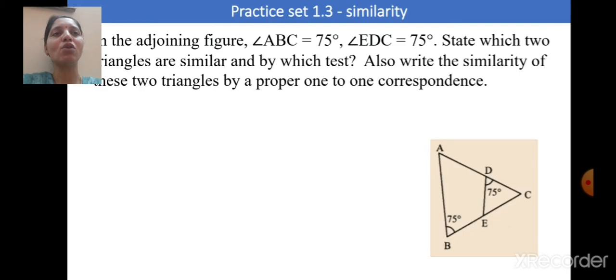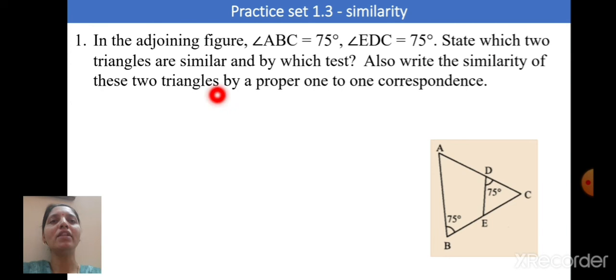Okay, now let's solve practice set 1.3. First question. In the adjoining figure, angle ABC is equal to 75 degrees, angle ADC is equal to 75 degrees. State which two triangles are similar and by which test. Also write the similarity of these two triangles by a proper one-to-one correspondence. So here first you have to find out which two triangles are similar and by which test. Then you have to also find out the one-to-one correspondence between the vertices of these two triangles.